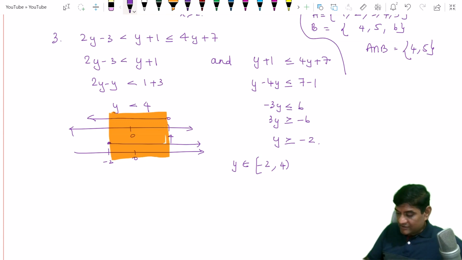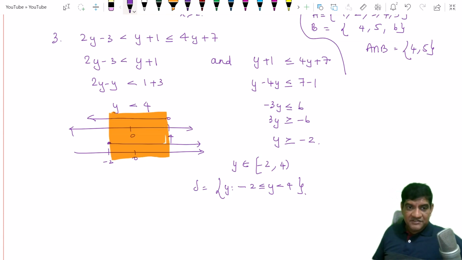And what is the roster method? Well, I can simply say minus 2 less than or equal to y less than 4. No, this is the set builder method, not the roster method. We cannot write a solution for real numbers in roster method. So that's your solution. If you want to, you can also write it like that. y such that -2 is less than or equal to y and less than 4. Let's look at the next question now.